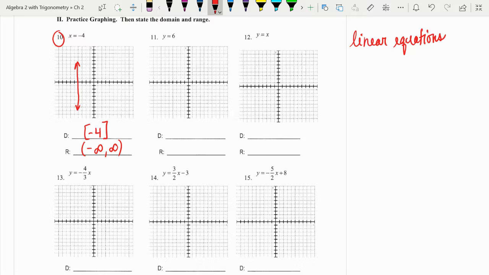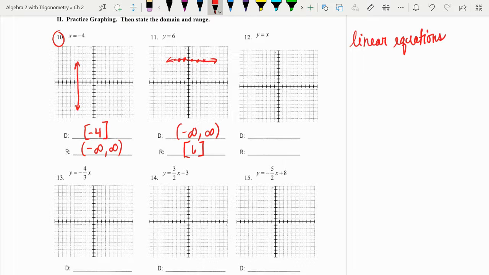Number 11, this is a horizontal line and it's equal to 6. How I know it's horizontal is it doesn't have an X and a Y, so it's a special case. So 6, a little shaky, but there it is. The domain is all real numbers because that line goes forever. And then the range is only 6. So it's equal to 6. Every point on this graph has a Y value of 6.